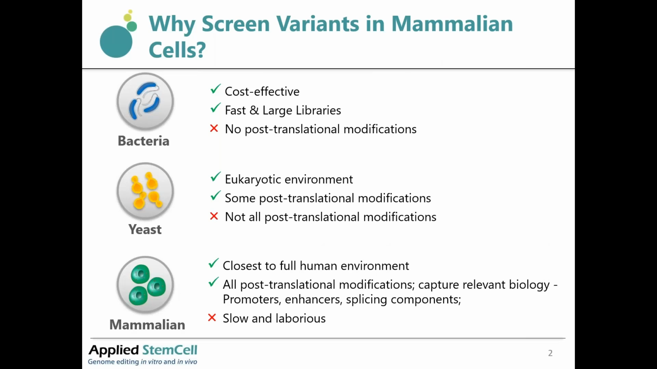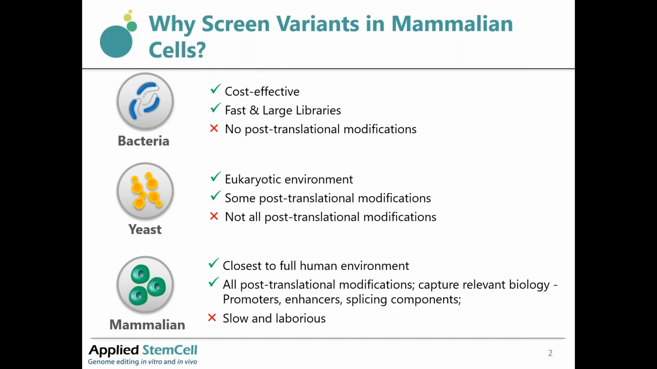By far, the libraries on the market are mostly generated from bacteria, yeast, and mammalian cells. For the libraries generated from bacteria, it's cost-effective and fast to generate large-size libraries. But the drawback is there are no post-translational modifications. For the library generated from yeast, the environment is eukaryotic, but it only contains some parts of the post-translational modifications, not all of them.